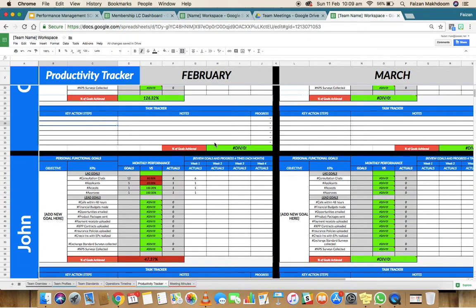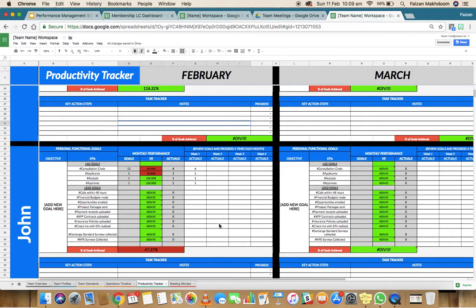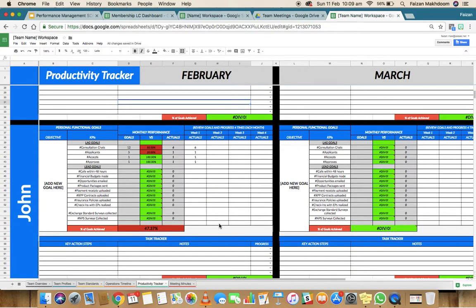Whereas for John, even though he had the same goal set out for himself, in reality, for the month of February, he was only able to achieve 47% of his goals. However, this does not necessarily mean that the entire team is performing to its optimal capacity. This simply means that 1 out of a 2 people team is hitting 100% of their goals.